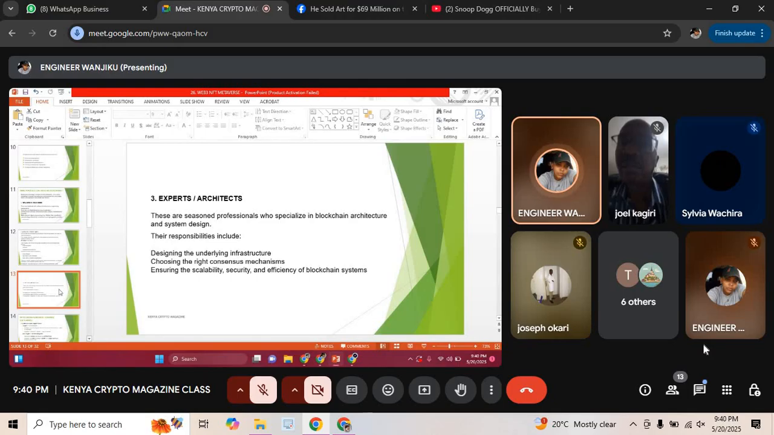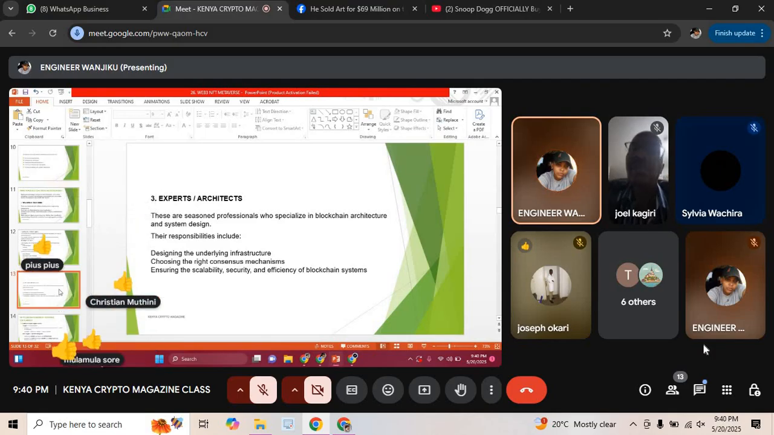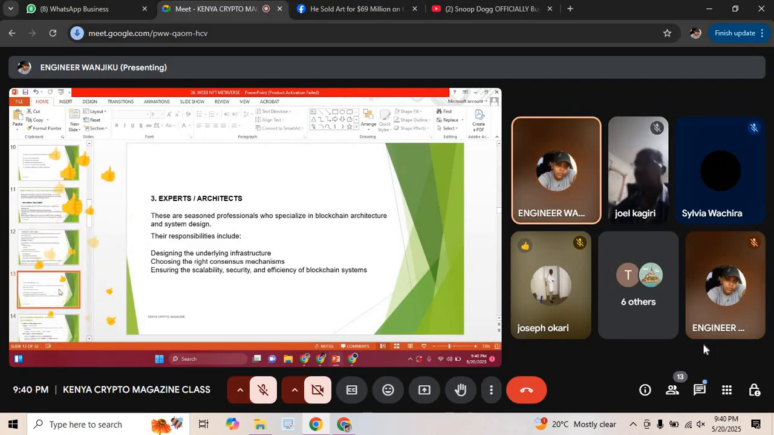Any question on Web3 before we move to the next thing? Any question about Web3? If everything is clear, thumbs up, so that you can move to the next thing. Perfect. Let's move to the next thing.